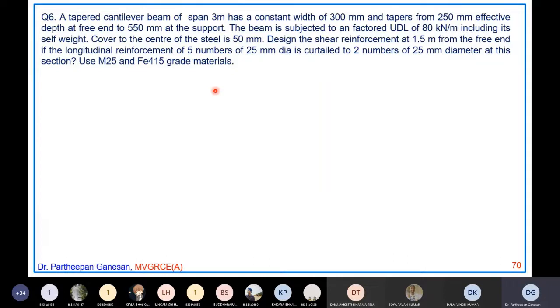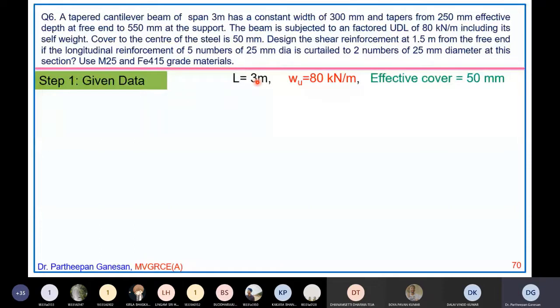Okay. So the problem is slightly different here. You have to design the shear reinforcement at 1.5 meter from the free end. At that section, you have to design the shear reinforcement. Originally there are 5 numbers of 25 mm diameter, which is curtailed to 2 numbers of 25 mm diameter at this section. Use M25 and Fe415 grade steel. So these are the given data.